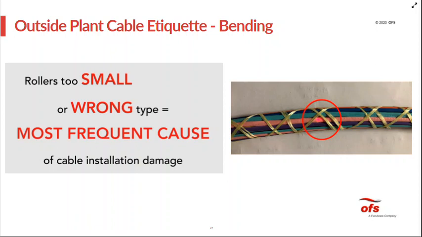So again, small rollers or the wrong type, most frequent cause of cable installation damage. Please, you spend a lot of time on your installation equipment, you spend a lot of time on labor, take the time, acquire the correct tools, use the proper fiber optic cable sheaves, fiber optic quadrant blocks to protect the minimum bend radius.